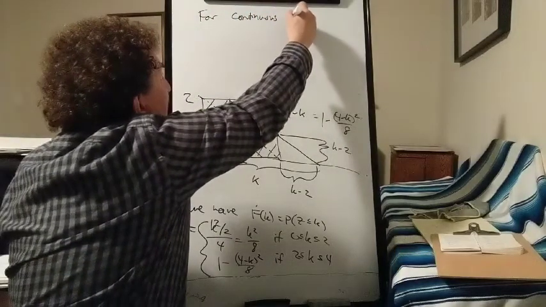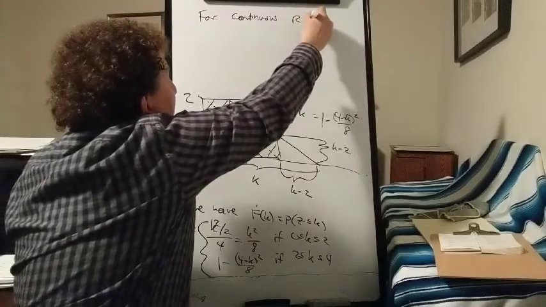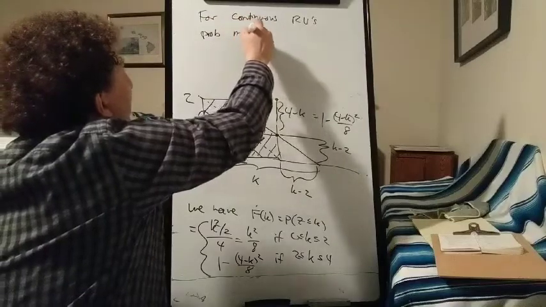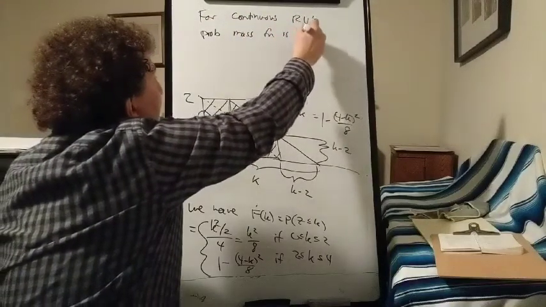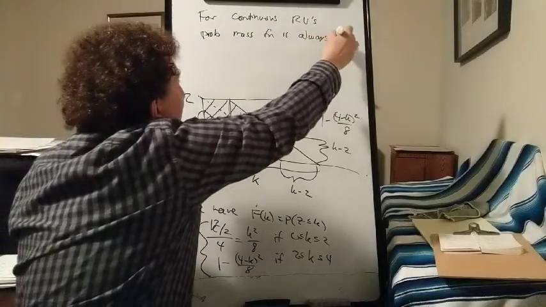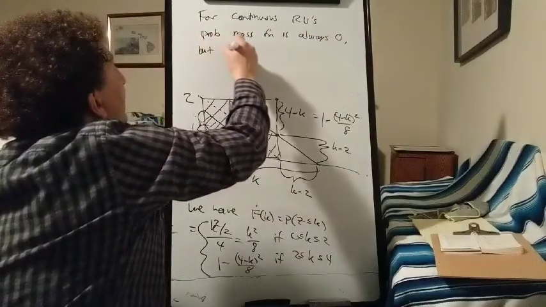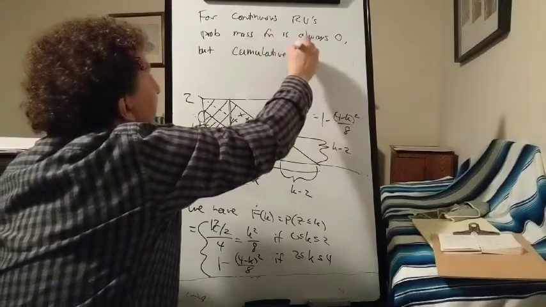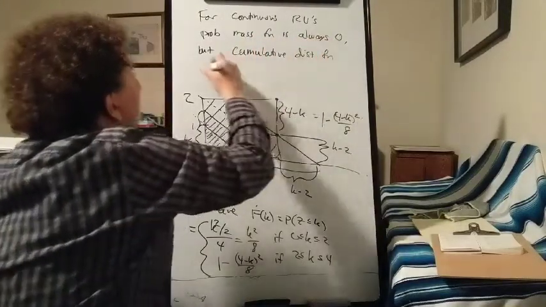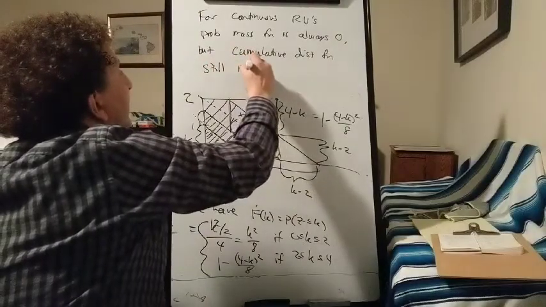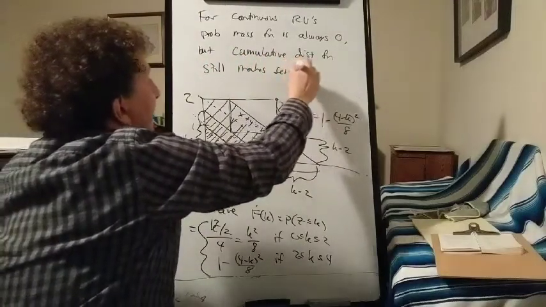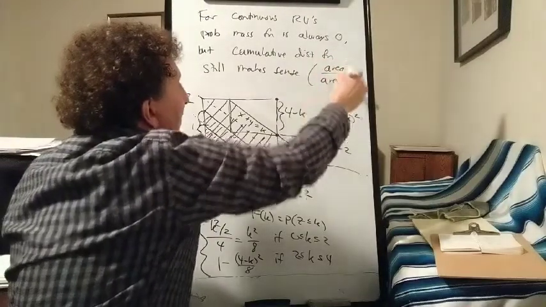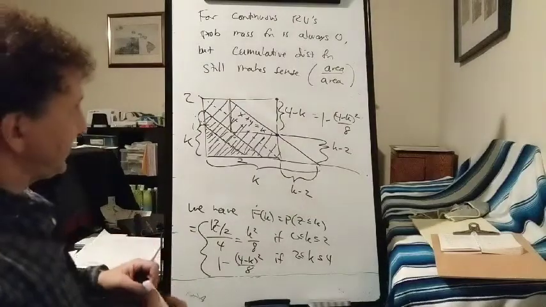So for continuous random variables, the probability mass function is always 0, but the cumulative distribution function still makes sense. It's going to be the area of a small region over the area of a big region, probably.